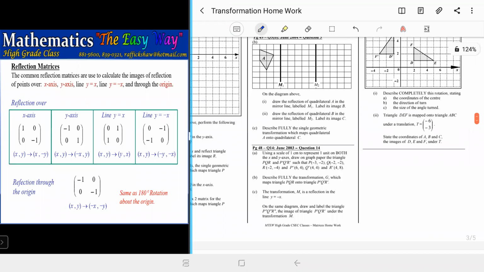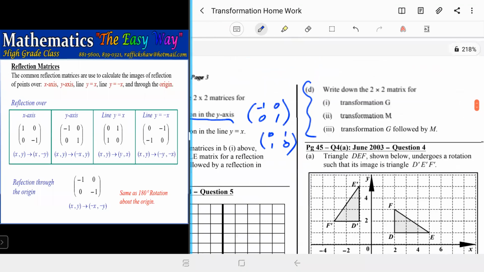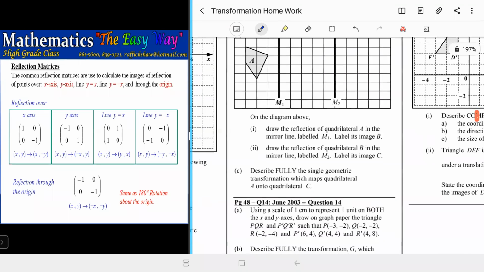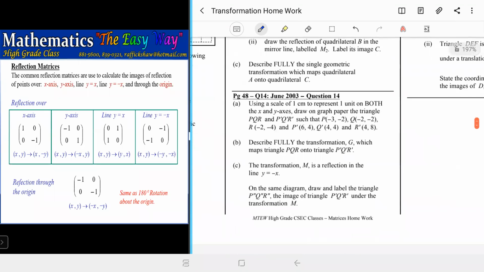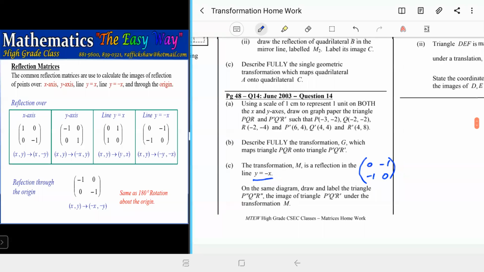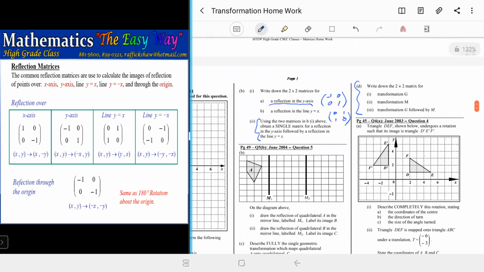Look at this one. Here I wanted you to write down these matrices: transformation G, transformation M, and transformation G followed by M. That is because over here, I told you what G was and what M was. M was a reflection in the line y equals -x. So the matrix for that one is 0, -1, -1, 0. I know you don't know them yet, but I'm going to show you. I'm just showing you why you need to know them first.